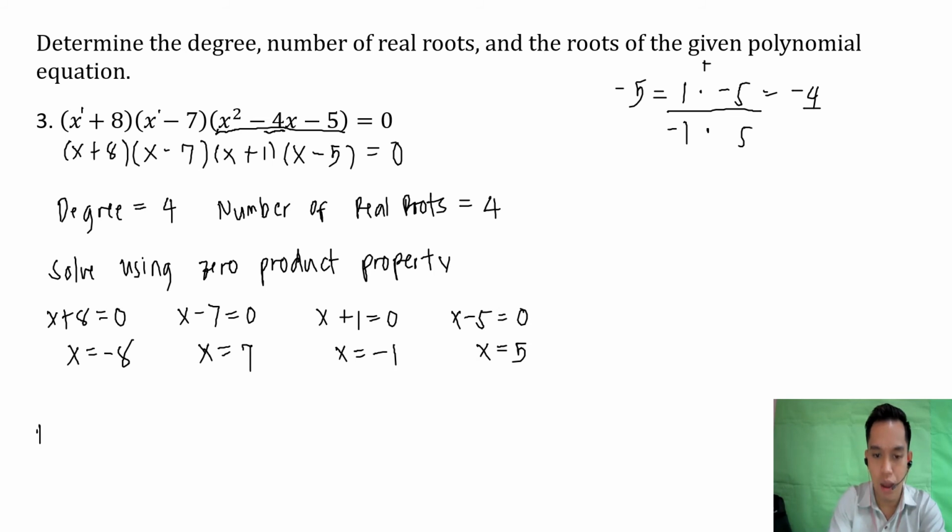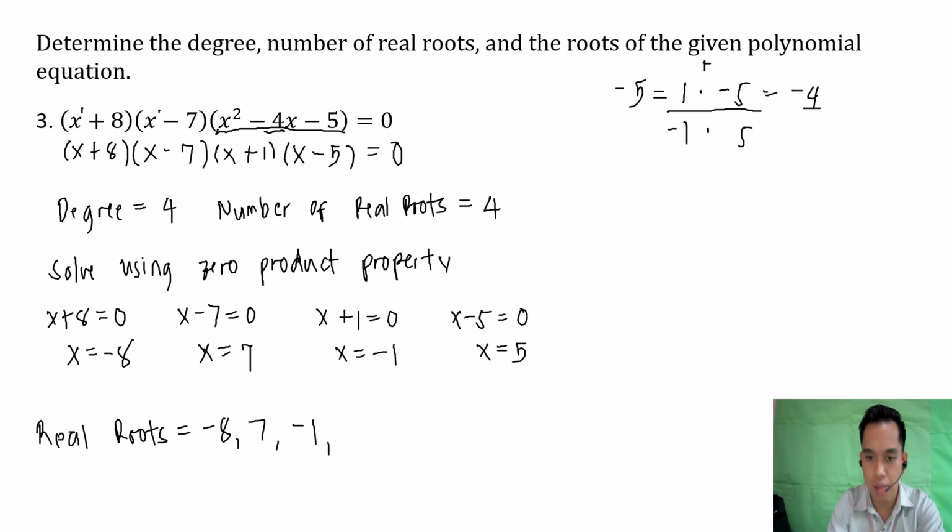Okay, so therefore, yung ating real roots, the real roots of our polynomial equation are negative 8, positive 7, negative 1, at positive 5. So, yan yung ating real roots.